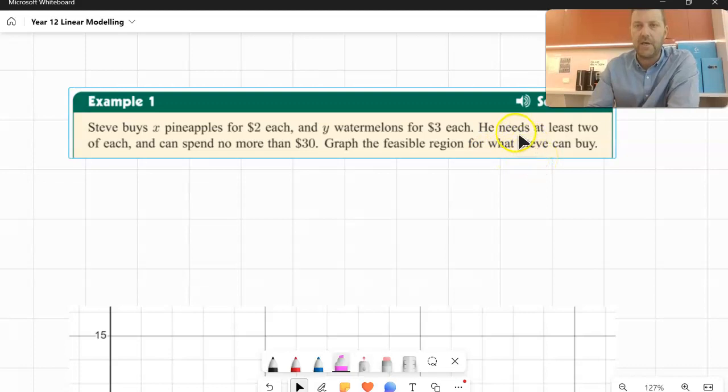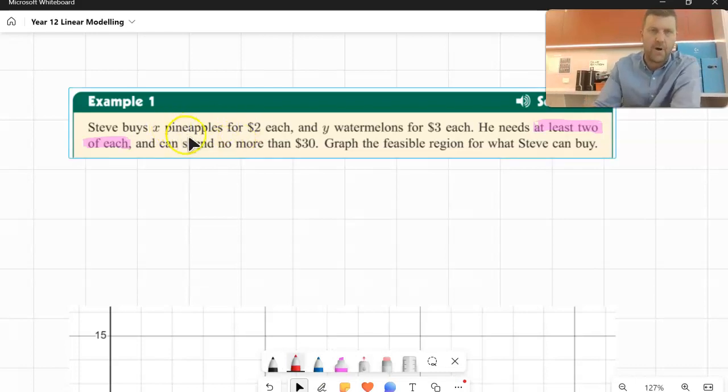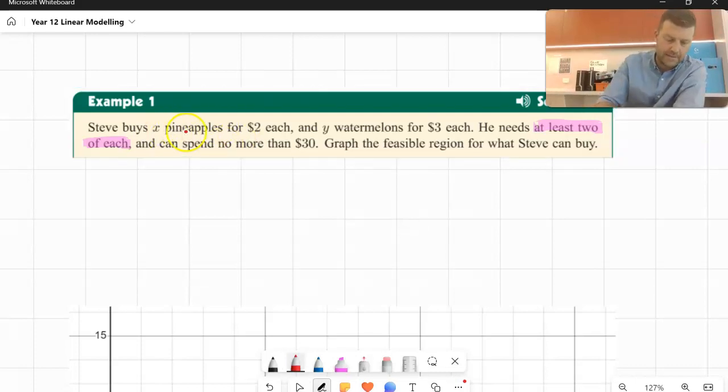So the first thing here, he needs to buy 2 of each. Okay, so he needs to buy at least 2 of each. So the first thing I'm going to say is, because x is the number of pineapples, x must be greater than or equal to 2.